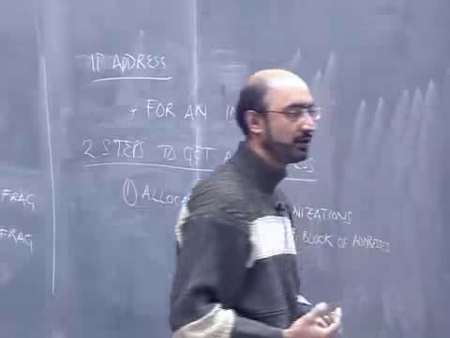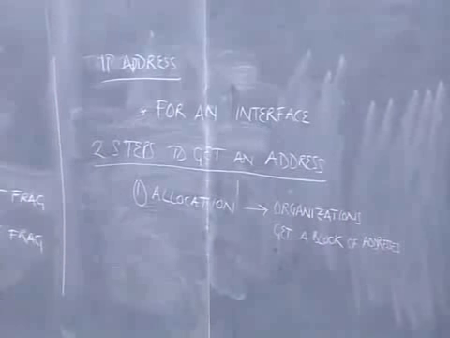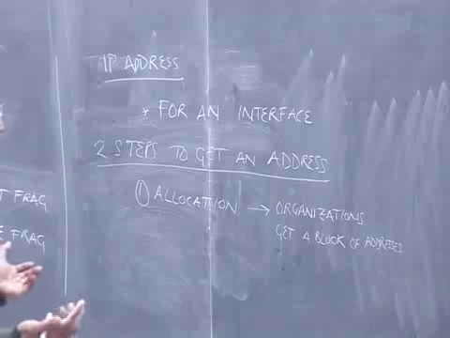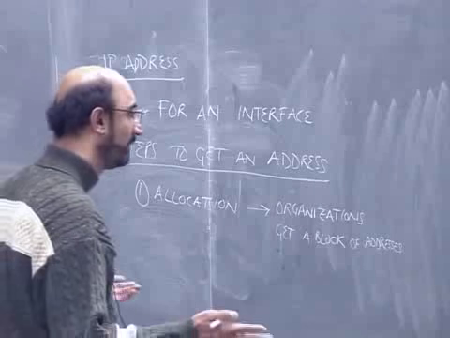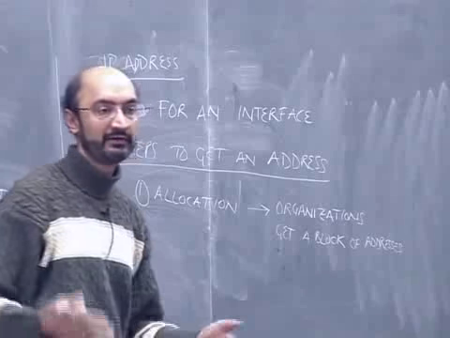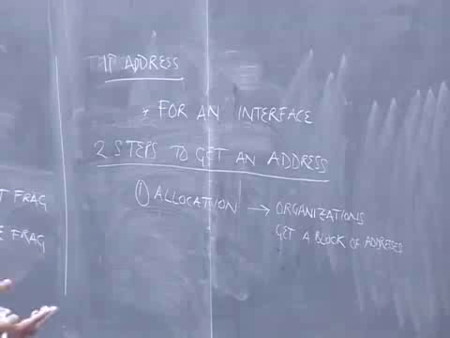Okay, and once they get the block, then they allocate that out to all the people in that organization, right? So the organization could be your ISP. So if you have service from Rogers, for example, Rogers has gone and got a block, and then they allocate it to their customers. We'll see in a minute how that's done. But how does Rogers get the allocation in the first place?